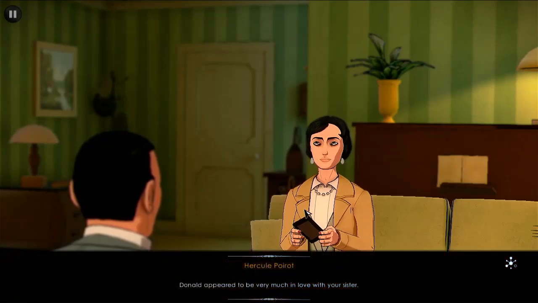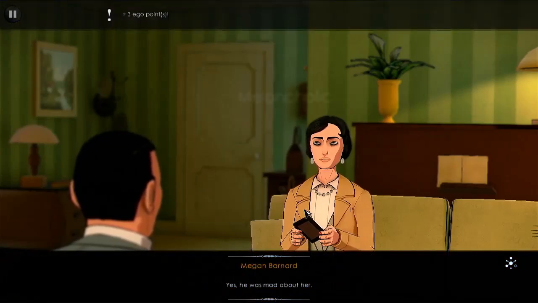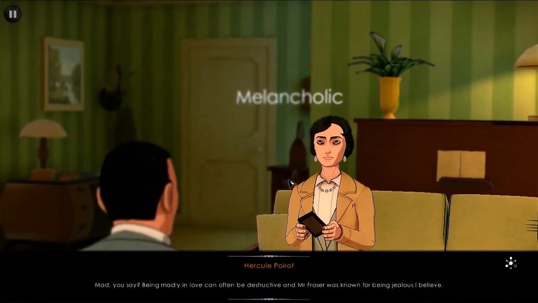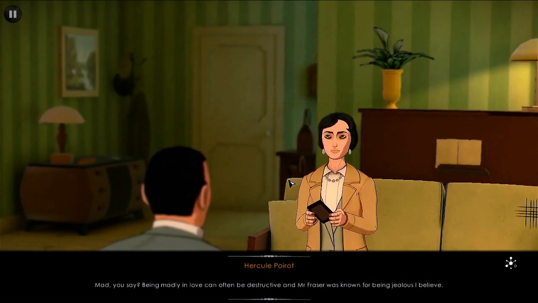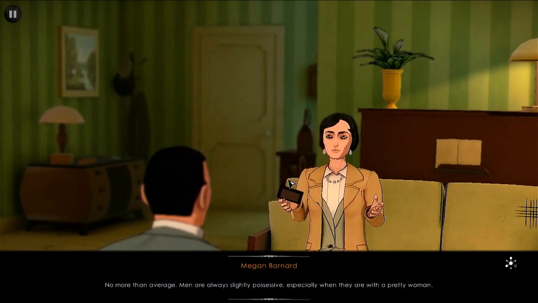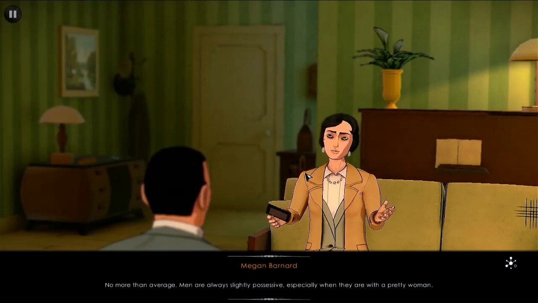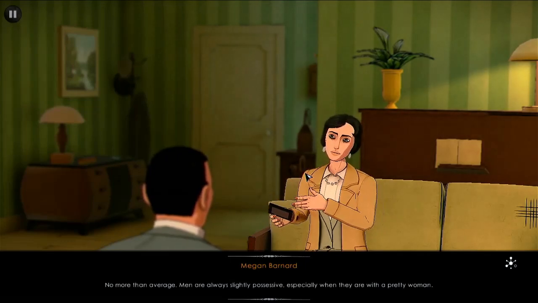Donald appeared to be very much in love with your sister. Yes, he was mad about her. Mad, you say? Being madly in love can often be destructive, and Mr. Fraser was known for being jealous, I believe. No more than average. Men are always slightly possessive, especially when they are with a pretty woman.